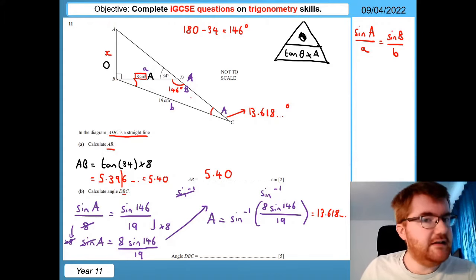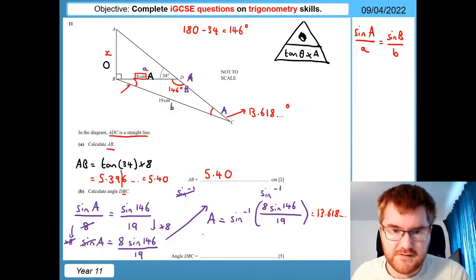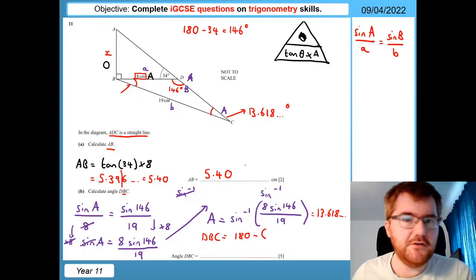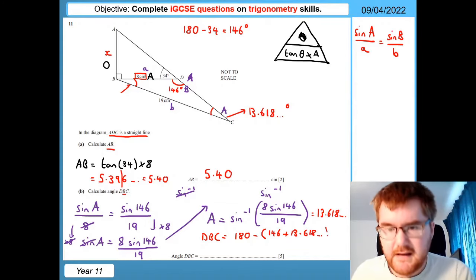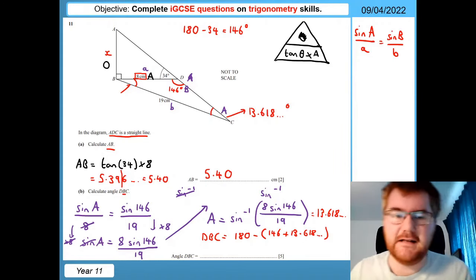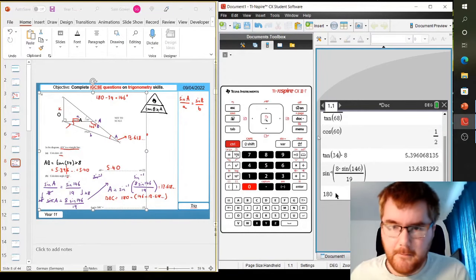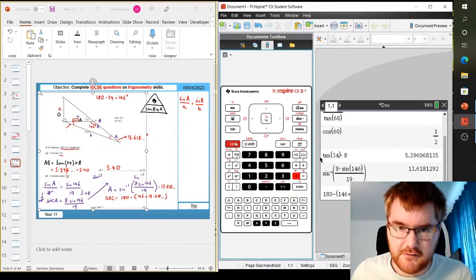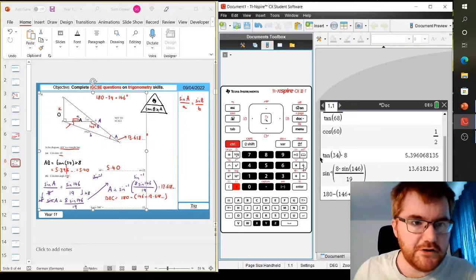But now we can use the idea that angles in a triangle add up to 180 degrees. So to work out this final angle, so DBC, we just do 180 minus the two angles that we do know, so 146 plus 13.618 dot dot dot. Again, trying to avoid those rounding errors by keeping as many decimals in as possible. So let's go back to my calculator. I'm going to do 180 minus, open brackets, 146 plus answer, so control answer. This allows me to get the most accurate answer possible for this particular question.